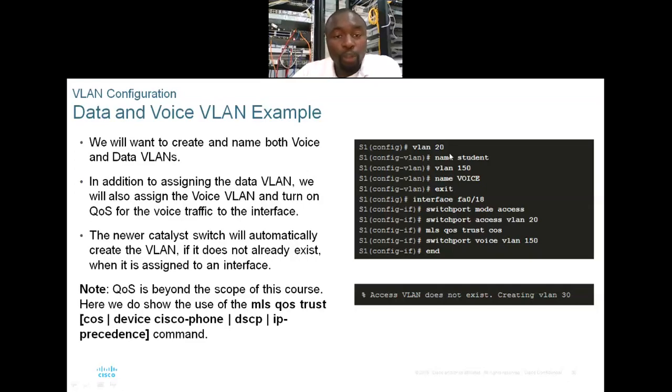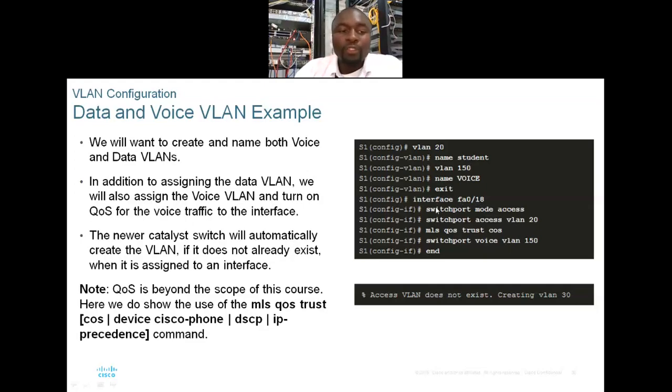Now we move the ports into it. So we come here. We say switchport mode access, switchport access VLAN 20, for which port? FastEthernet 0/18. Then mls qos trust cos, and switchport voice VLAN 150. Now, why do I need this particular command for the same port 18? It means that I want to convey both voice and data on the same particular port.